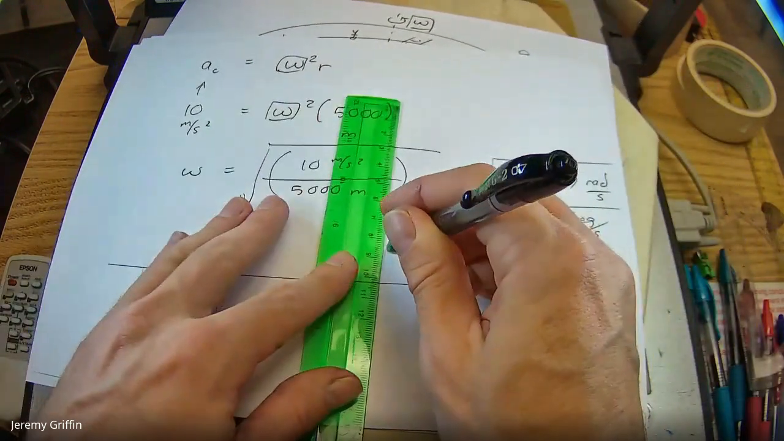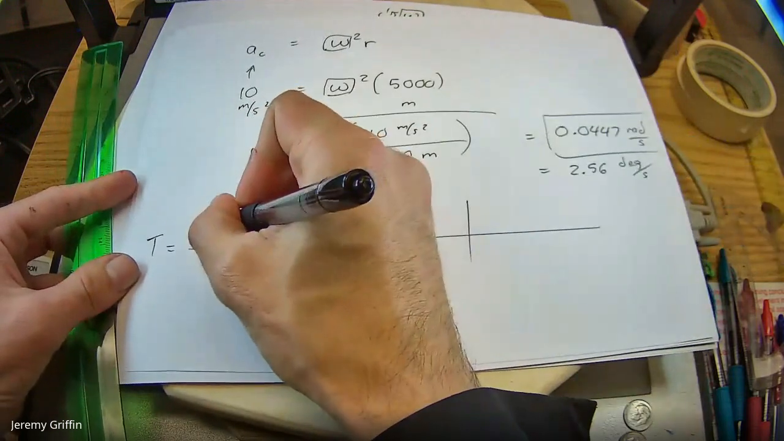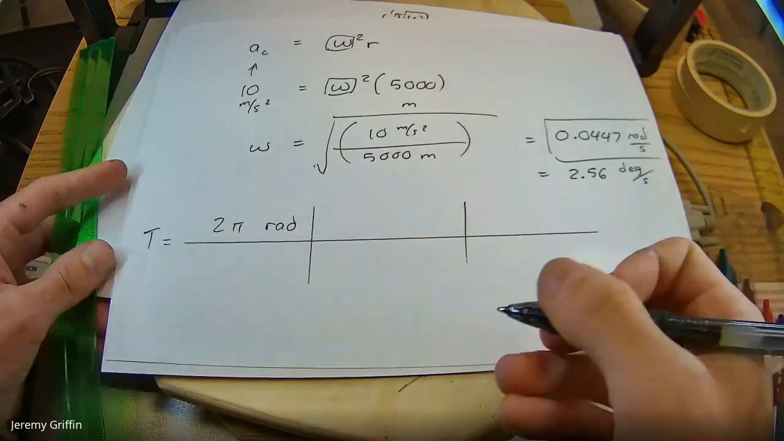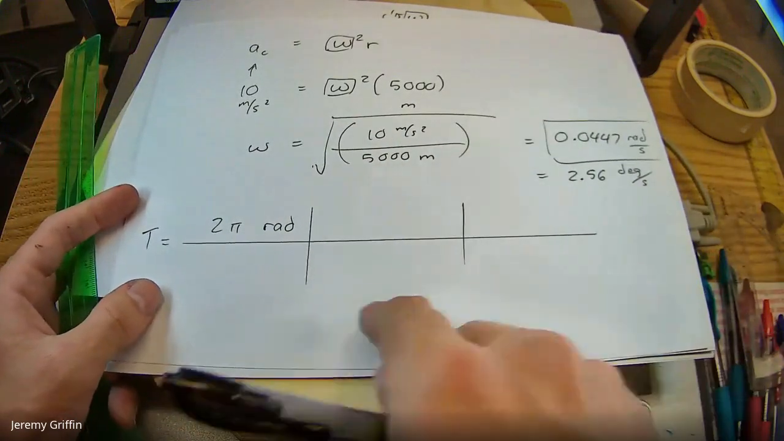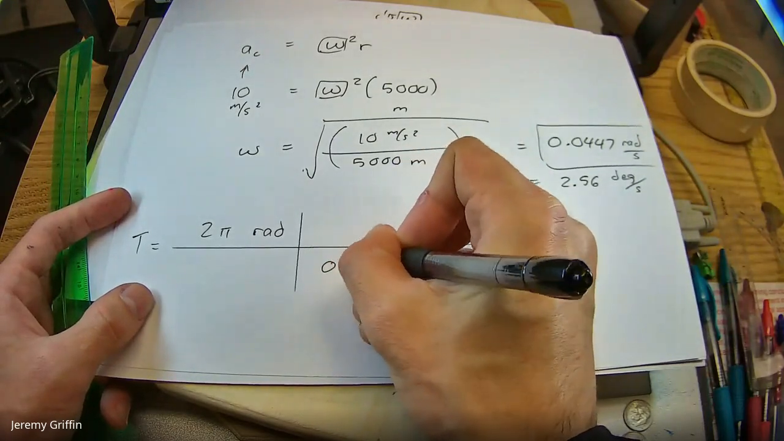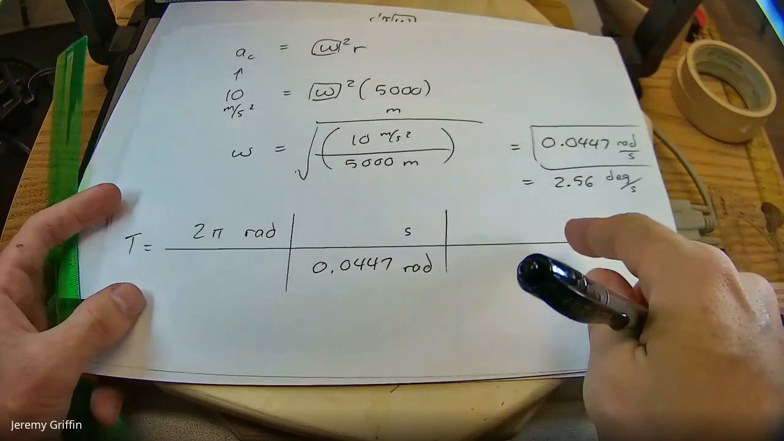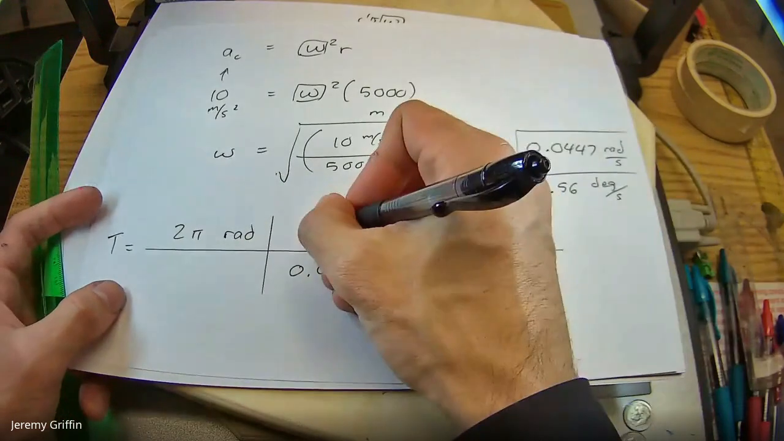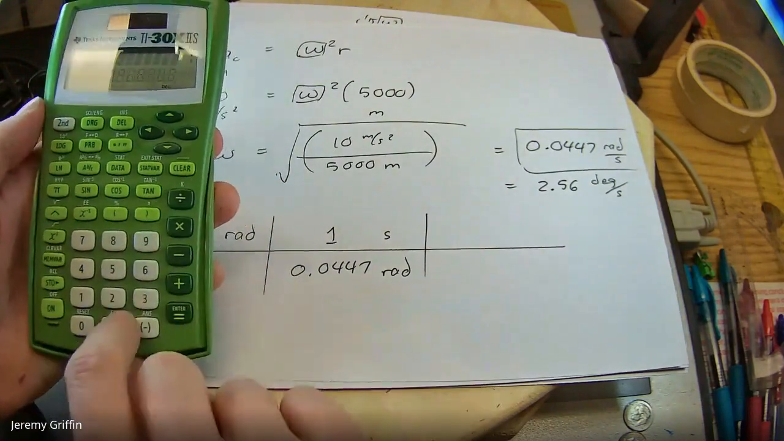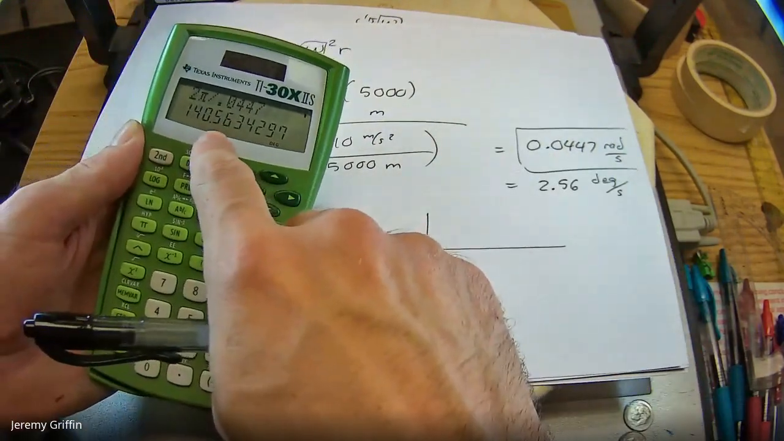So time period equals, I want 2 pi revolution, or 2 pi radians, 1 revolution, 2 pi radians. You could have even said 360 degrees and played off this other number: 0.0447 radians per second, or 2.56 degrees per second if you went with 360 degrees. Let's see what that lands us. So what's 2 pi radians divided by 0.0447 radians per second? Okay, I'm getting 141 seconds.